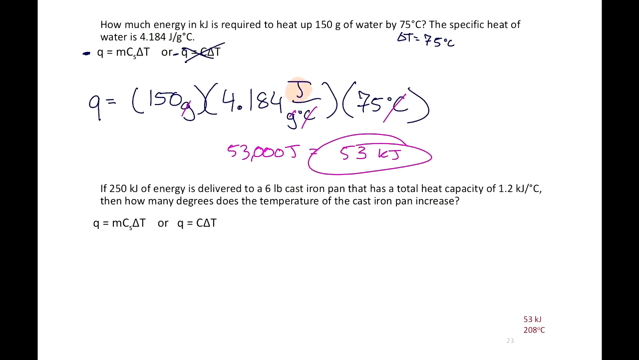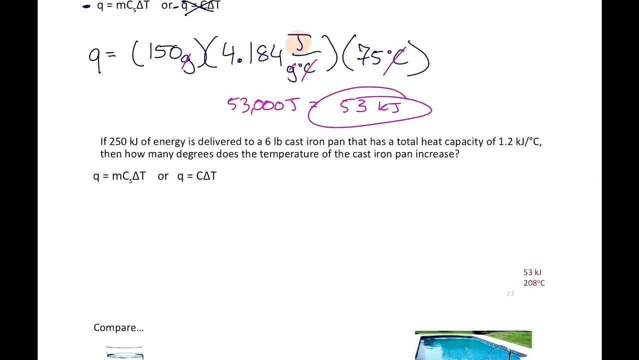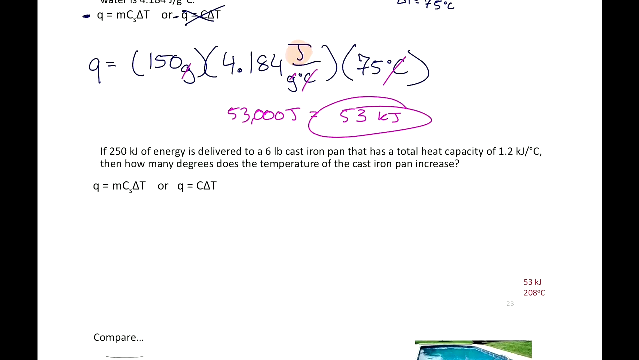If 250 kilojoules of energy is delivered to a 6-pound cast iron pan, and it has a total heat capacity of that, how many degrees does the cast iron pan increase? Which equation do we use, the first one or the second one? The second one. Why the second one? The heat capacity. Yeah, I said total heat capacity. Also, look at the unit of that heat capacity I gave you. Is there a gram value in it? No, there's not. So we actually want to use the second equation.